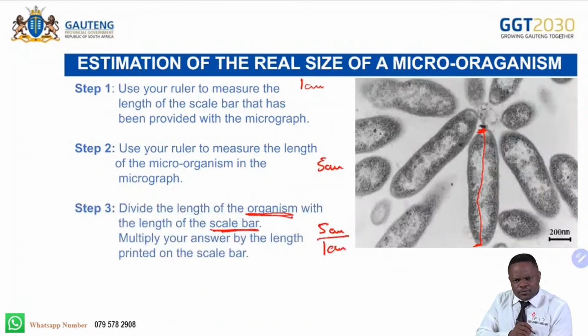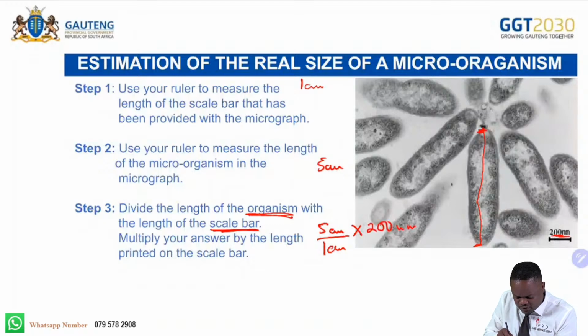And last but not least, you multiply your answer. We divide that, we multiply the answer there by the length printed on the scale bar. Do you see the length printed on the scale bar is 200 nanometers. So I multiply by 200 nanometers.